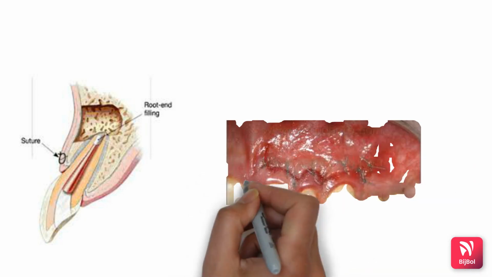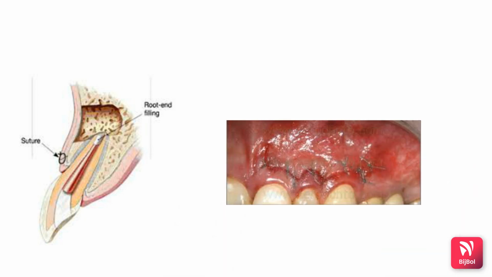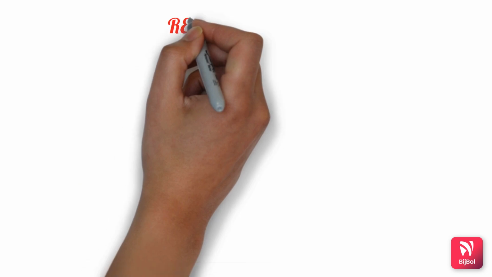Now the flap is compressed by applying light yet firm pressure for 2 to 5 minutes with the help of damp surgical gauze. And this compression helps in approximation of the wound edges and their initial adhesion. So this is about the endodontic surgery.